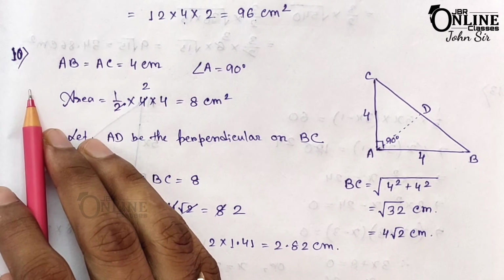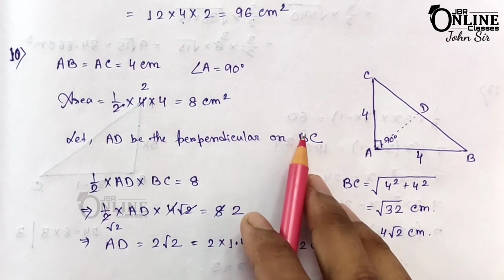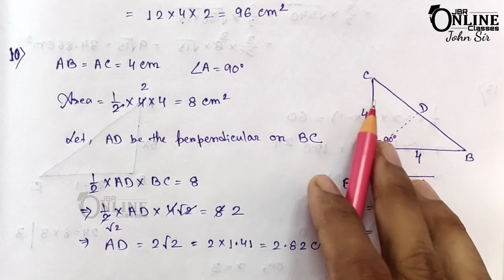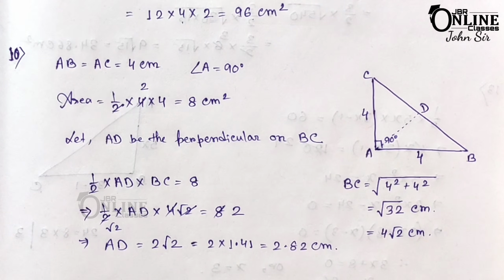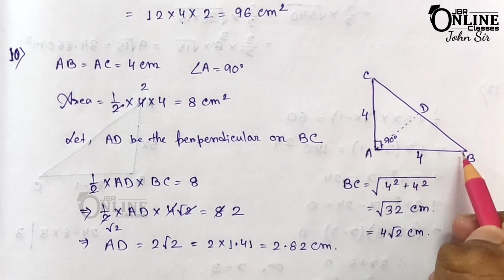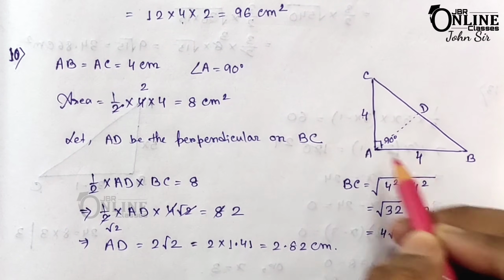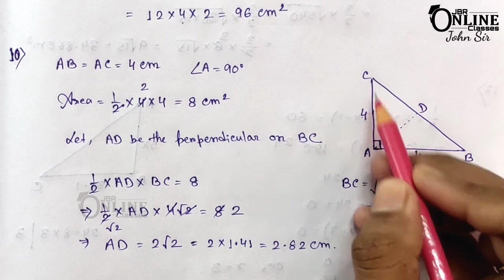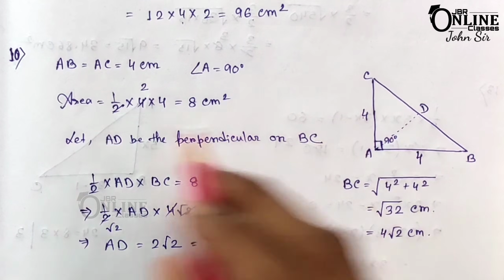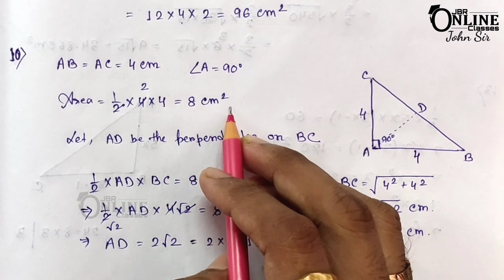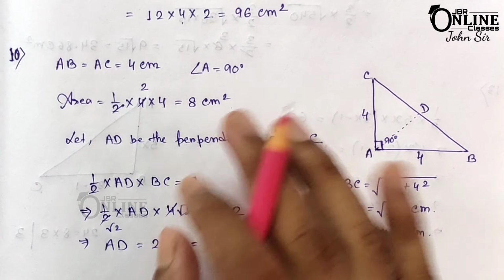Sum number 10. ABC is a triangle where AB and AC equal 4 centimeter, and angle A equals 90 degree. Calculate the area of triangle ABC. So here AB and AC equal 4 centimeter, angle A equals 90 degree, that means this one equals base and this one equals height. So area equals half into base into height, and that equals 8 centimeter. This is your first answer.